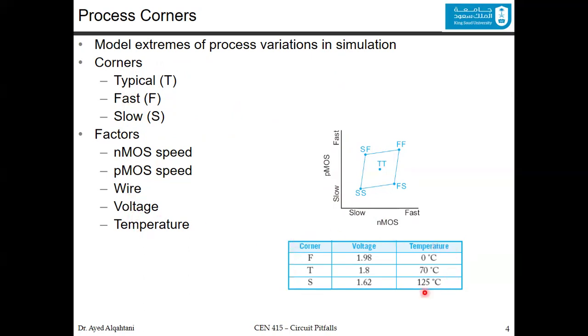And in this table, you can see some examples. For the fast corner, the voltage is 1.98, the typical is 1.8, and for the slow corner it is 1.6. For the temperature, to be fast, you get 0 degrees centigrade, typical is 70, and the slow is 125 when you have a very high temperature. And you can do the same for many other factors.